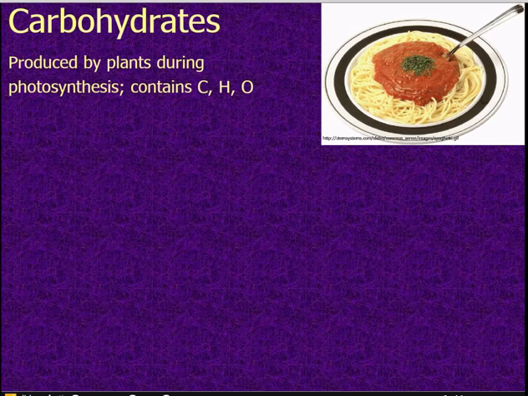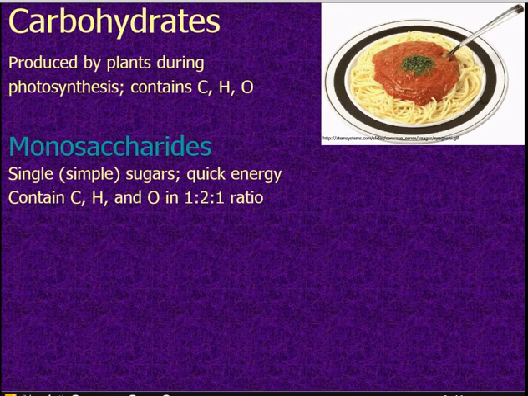All right, the first set of biological or organic molecules that we're going to talk about are the carbohydrates. Carbohydrates are produced by plants during photosynthesis, and they include only three elements: carbon, hydrogen, and oxygen. There are three categories of carbohydrates. The first category we're going to talk about are the monosaccharides. Monosaccharides are the simple or single sugars. They have a single ring, and that'll make sense in a moment. They're quick energy for us, and they have carbon, hydrogen, and oxygen in a 1 to 2 to 1 ratio.